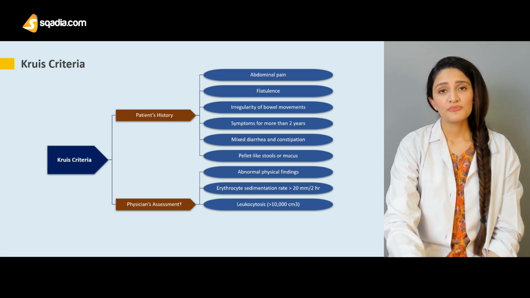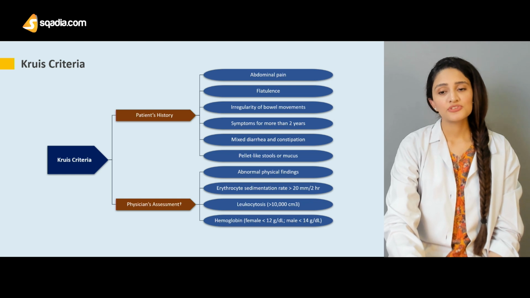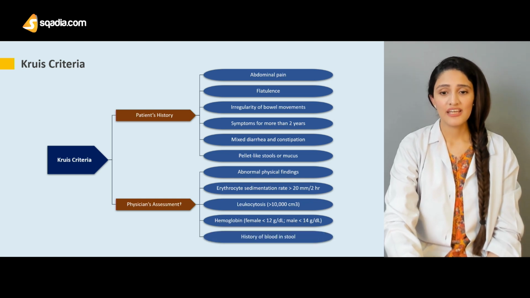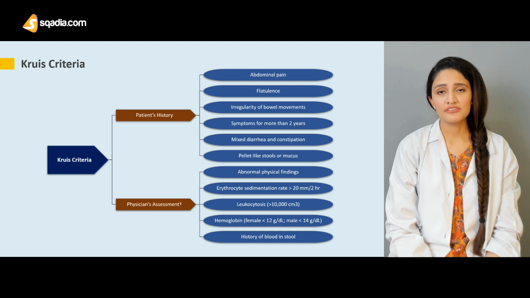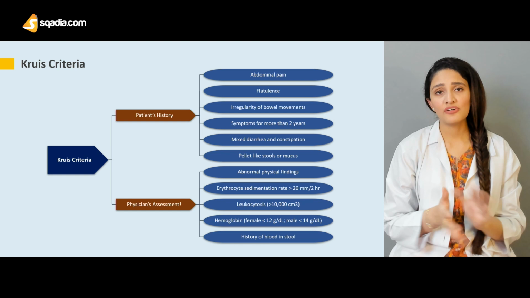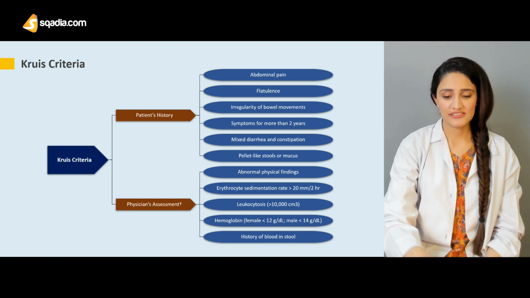Leukocytosis, if it's more than 10,000 per cubic millimeter. Hemoglobin, usually in females, if it's less than 12 grams per deciliter, and in males, less than 14 grams per deciliter. And then having a history of blood in the stool. So as you can see, it's a mixed picture of having anemia or any other intestinal disease.